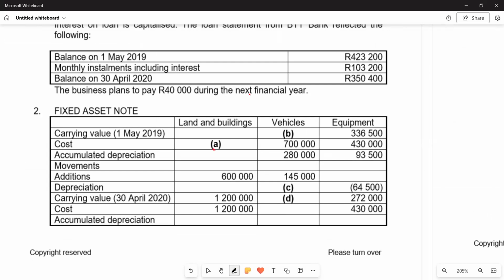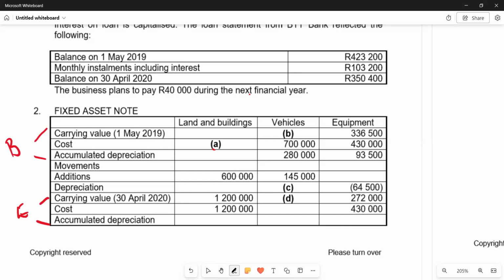So on the first one, we have our cost here, which is the cost at the beginning. From here to here, it represents the balance at the beginning. And from here, we have the balances at the end. And from here, under movement, which is addition and depreciation, these are just adjustments that are the movements taking place during the period. We have our addition, and then we have the depreciation, which represents depreciation for the year. So we are going to find A.